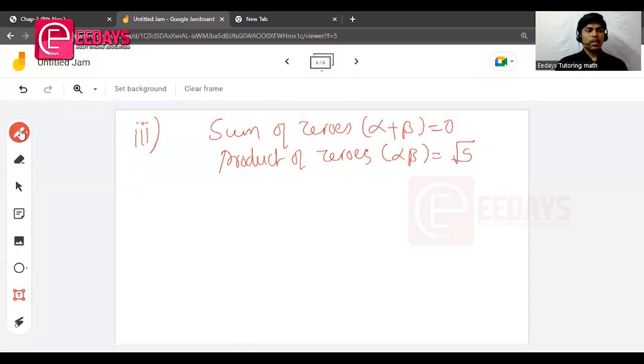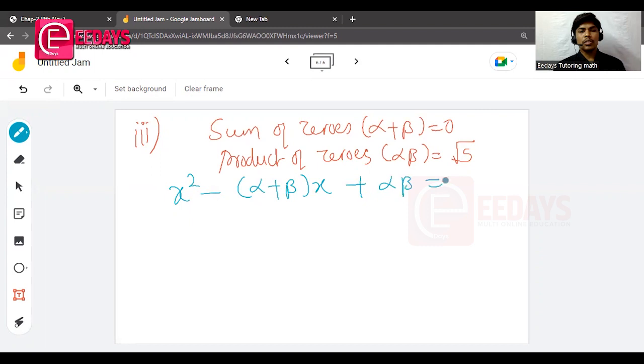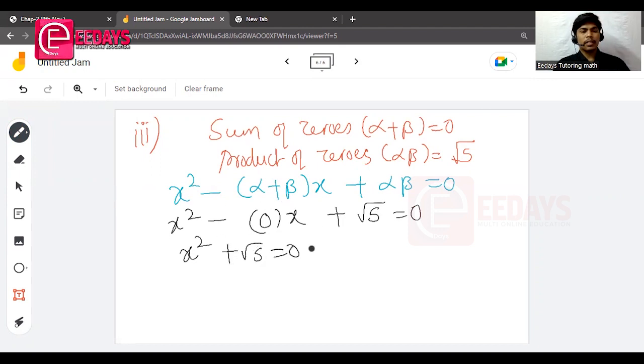Okay. All right, let's write the formula. x square minus alpha plus beta into x plus alpha beta is equal to 0. Okay, now in the place of alpha plus beta, you just take 0 here, 0 into x, and alpha beta, you just take root 5. x square, 0 into anything, that is 0. Okay, so this complete part is 0, plus root 5 is there. We just stop it here. 0 into x, that is 0. That's why I didn't write anything. So x square plus root 5 is left.